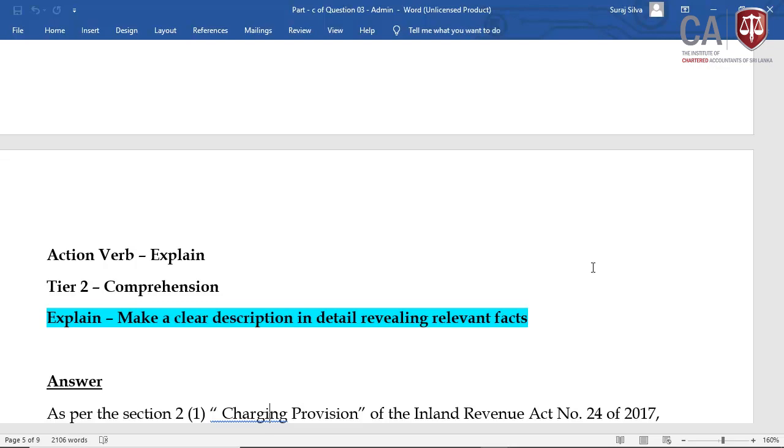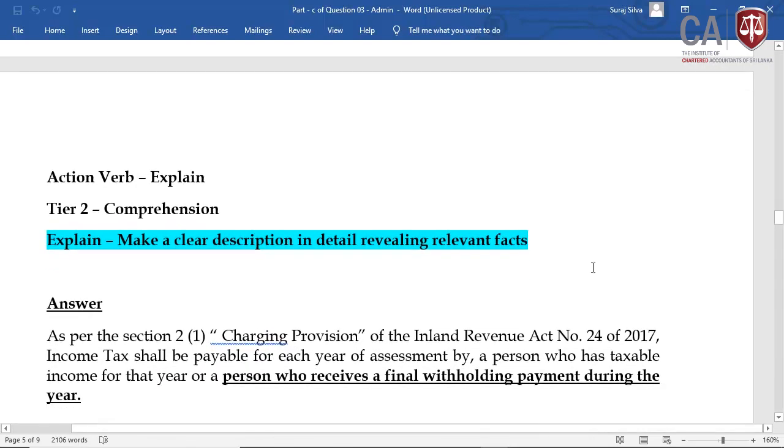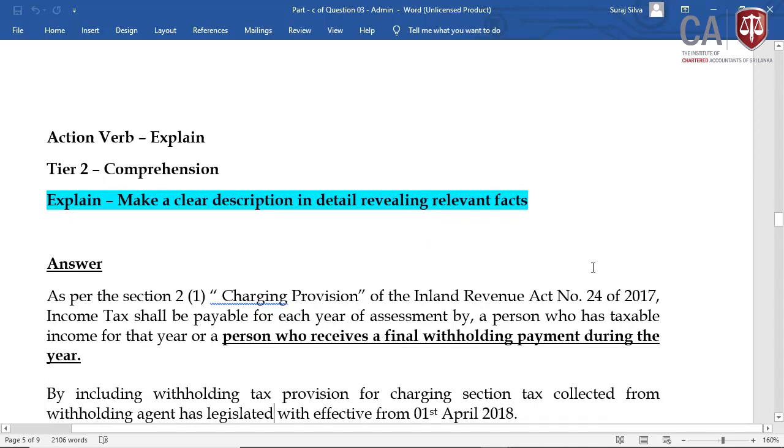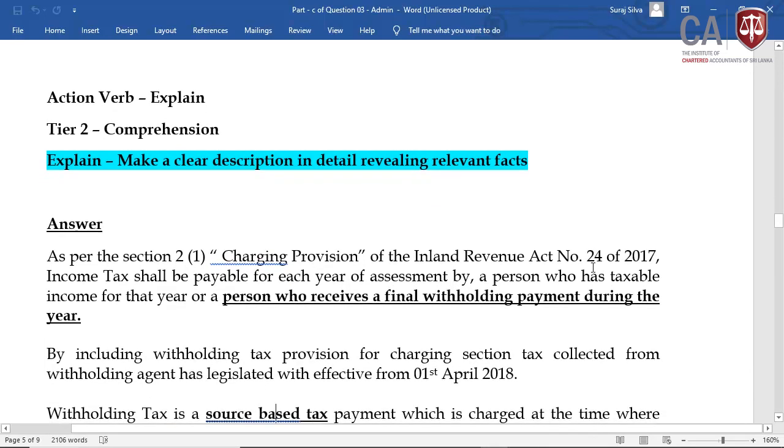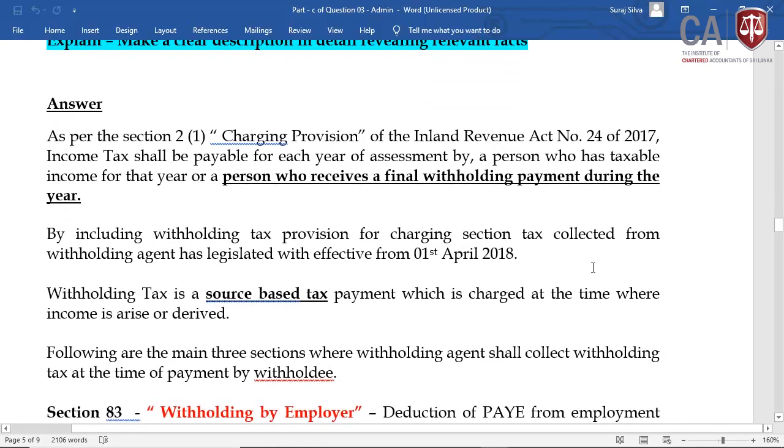We will go for the answer, where the action verb is explain. Now you are all more familiar with these action verbs. It's tier 2 comprehension. Explain: make a clear description in detail, revealing relevant facts. You need to analyze the facts. Now we will go for the answer.